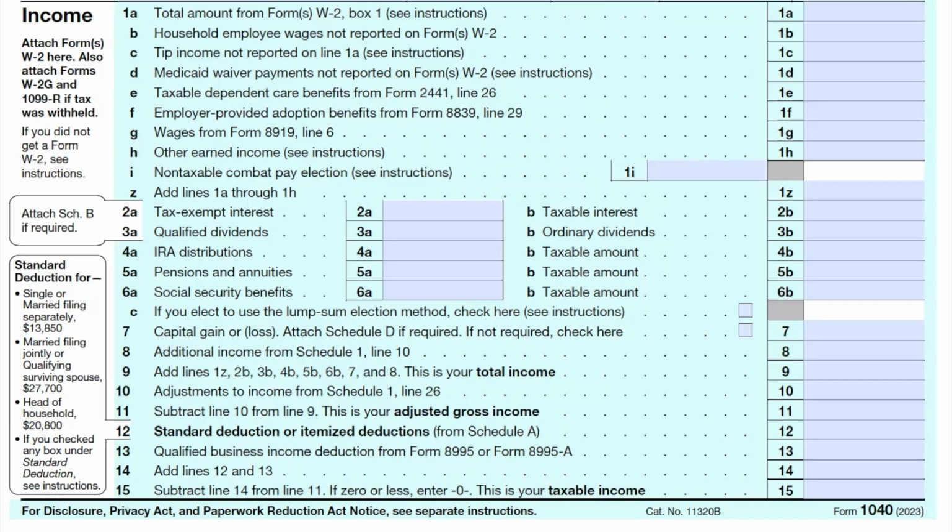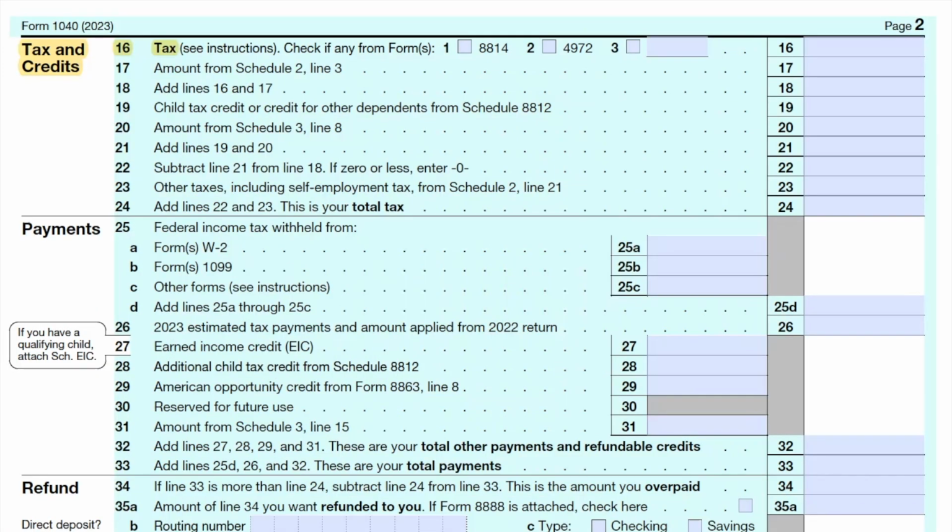All right, we've completed the first page of the Form 1040, ending the income section. Now let's move on to the second page to review taxes and credits, payments, and amounts owed or refunded. Tentative tax is calculated on line 16 by applying the marginal tax rates to ordinary income and the capital gains tax rates to qualified dividends and long-term capital gains.